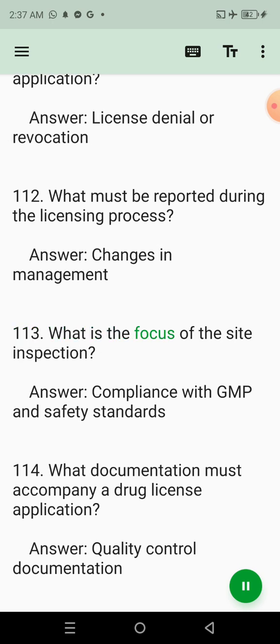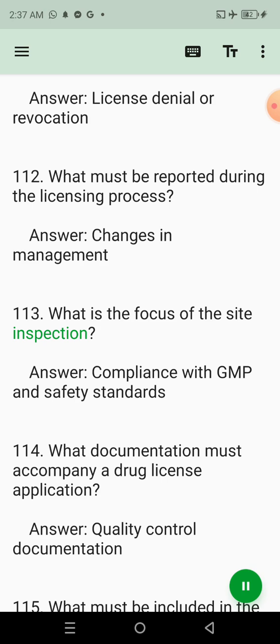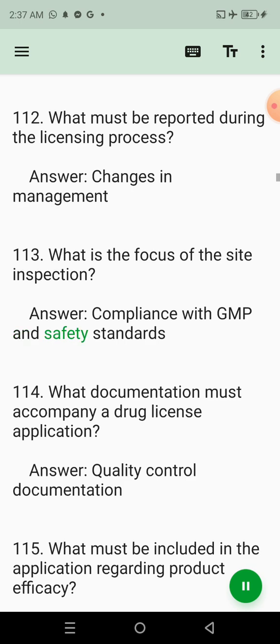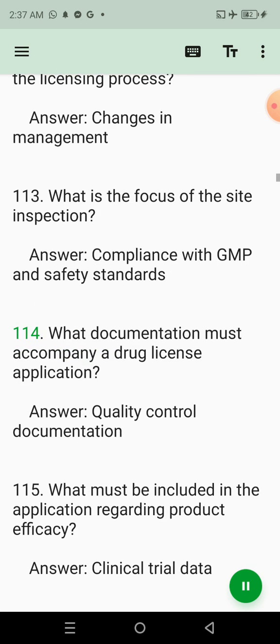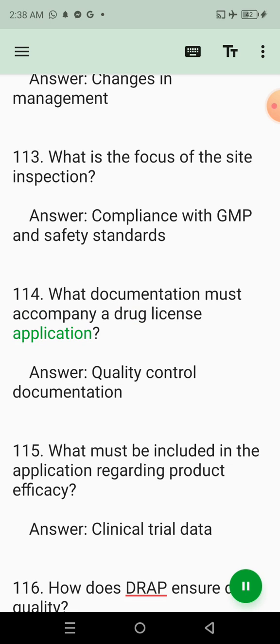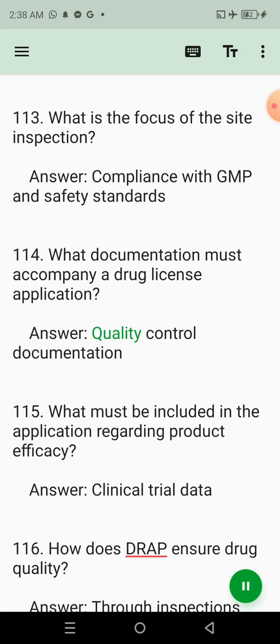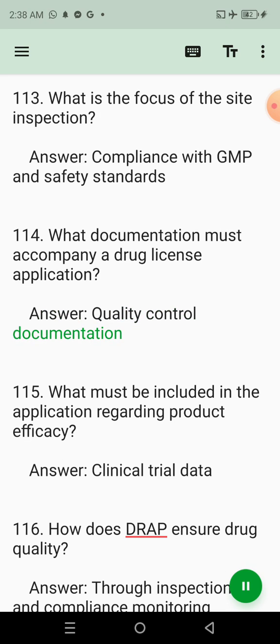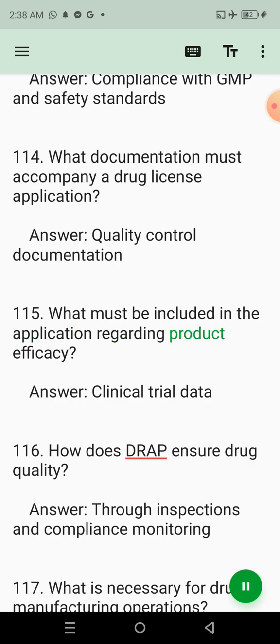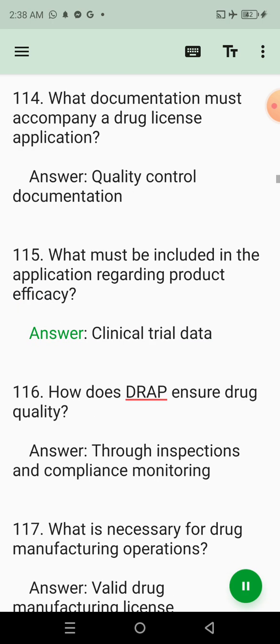113. What is the focus of the site inspection? Answer: compliance with GMP and safety standards. 114. What documentation must accompany a drug license application? Answer: quality control documentation. 115. What must be included in the application regarding product efficacy? Answer: clinical trial data.